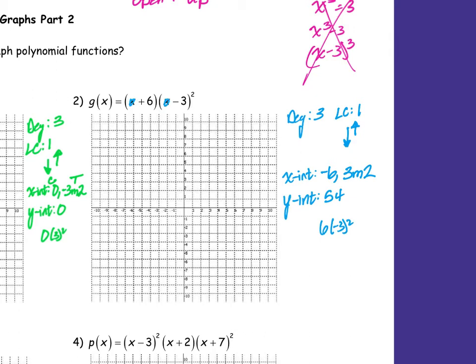So then we're going to graph it. So I've got -6 and 3. And at -6, it's going to cross. And at 3, it's going to touch or kiss or whatever you want to call it. So I'm going to start low.